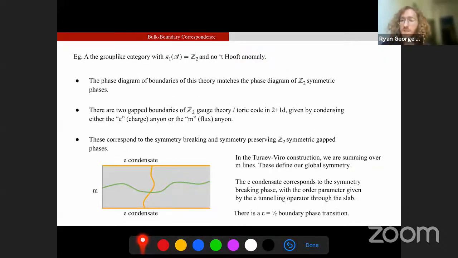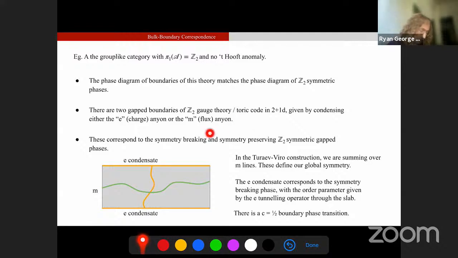Okay, so as part of this bulk boundary correspondence, we learned that the phase diagram of boundaries of the theory should match the phase diagram of Z2 symmetric phases. As we already mentioned, there are two gapped boundaries, depending on which of the two bosonic anions you condense at the boundary. There's this E anion, which is like the charge, and this M anion, which is like the flux. And there are also two Z2 symmetric gapped phases: you either have a symmetry breaking state or you have a symmetry preserving state. And the question is, which one is which?